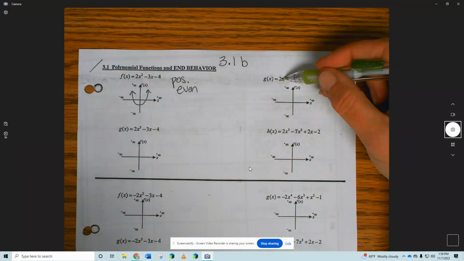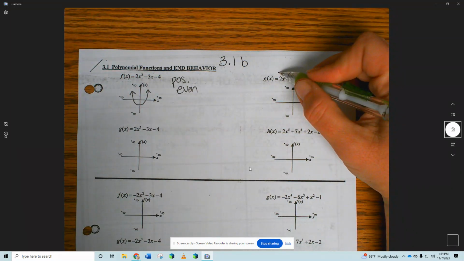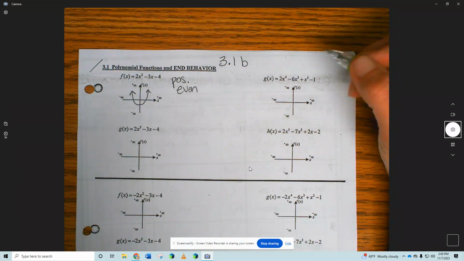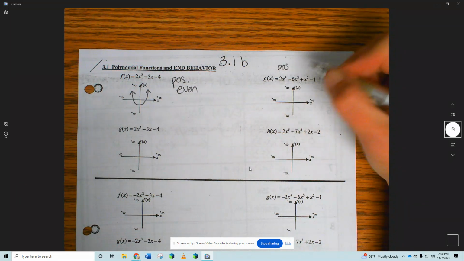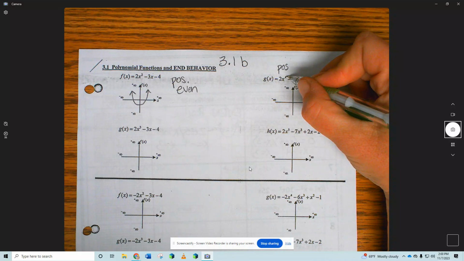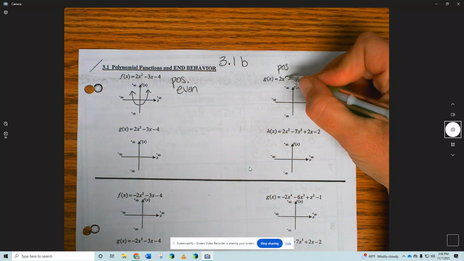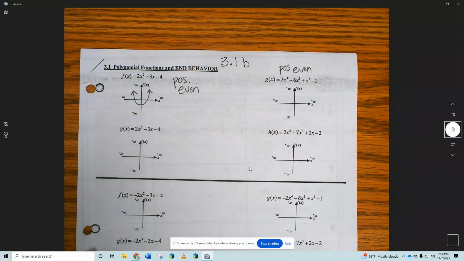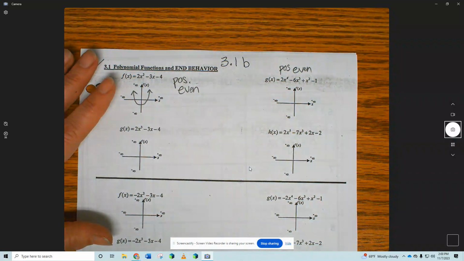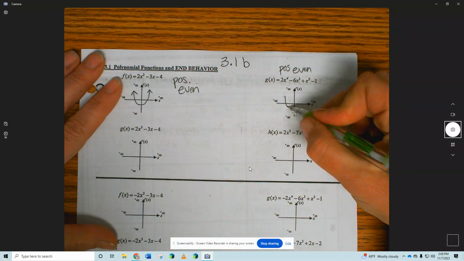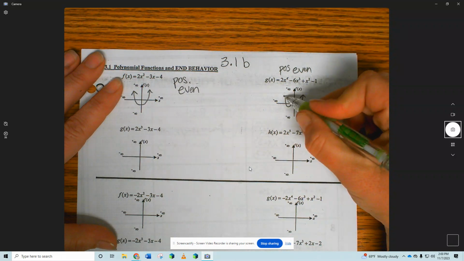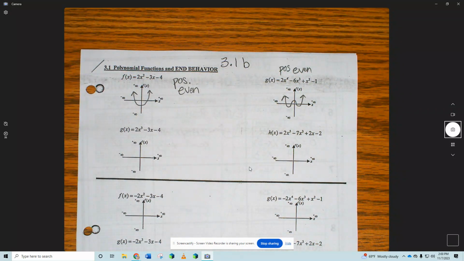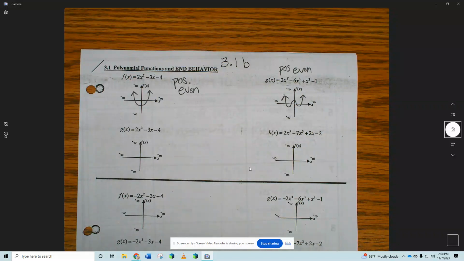This next one. Leading coefficient is positive. Exponent is what? This is a fourth power, guys. It's definitely even. Remember yesterday how I told you that a fourth power would have some little movement in the middle? Some turning points? Okay, so that's good.